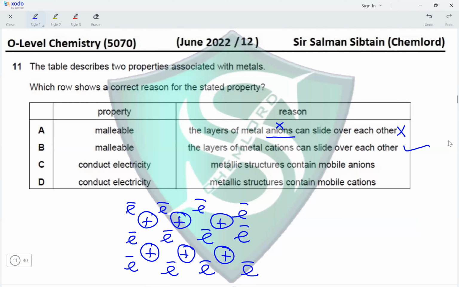Option C, conducts electricity. Reason, metallic structure contains mobile anions. No, it contains mobile electrons. We have just seen the metallic lattice. And D also says conducts electricity, and the reason is metallic structure contains mobile cations. No, it is not because of the mobile cations. Cations are fixed in their place. It is due to the mobile electrons that metals conduct electricity. So option B is the correct option for this question.